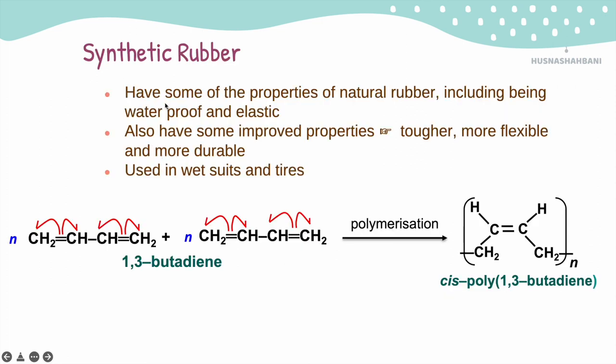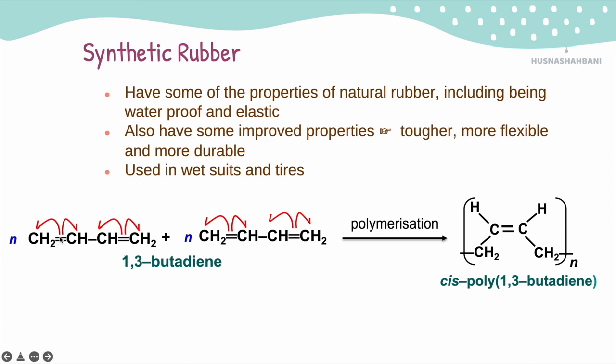Synthetic rubber. It has some of the properties of natural rubber, but is synthetic, man-made, including being waterproof and elastic, and also has some improved properties compared to natural rubber. It's tougher, more flexible, and more durable. Used in wetsuits and tires. There's 1,3-butadiene, 4 carbons in total, with a double bond at carbon 1 and a double bond at carbon 3. So this is still addition polymerization, because the monomer consists of multiple bonds.